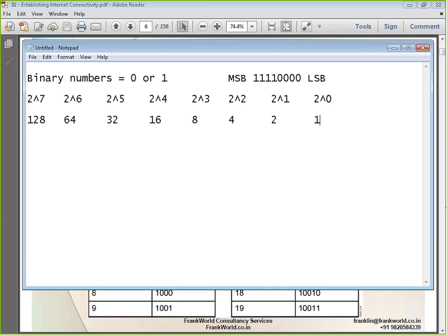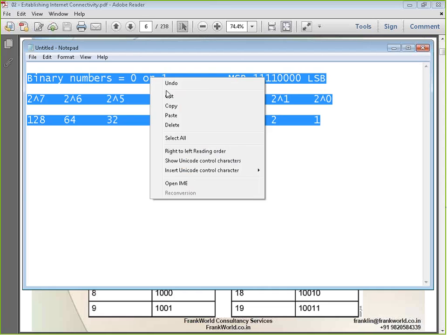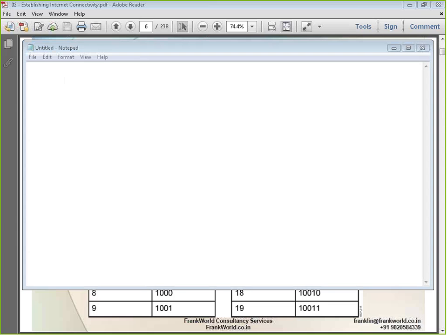So remember this in mathematics: 2 raised to 0 is always 1. Anything raised to 0 is always 1. So that's the table that you need to remember for converting from binary to decimal. Now let's take a look at some examples to understand this better. I'm just going to open up WordPad, because WordPad will give you a much better view and make you understand better.